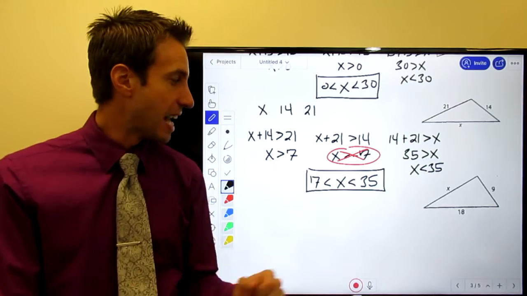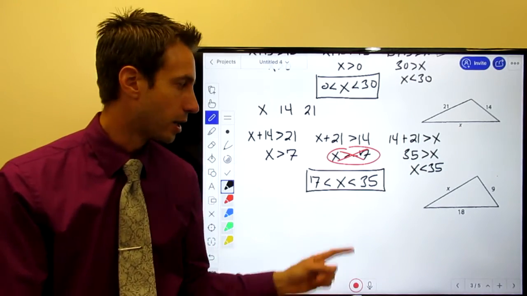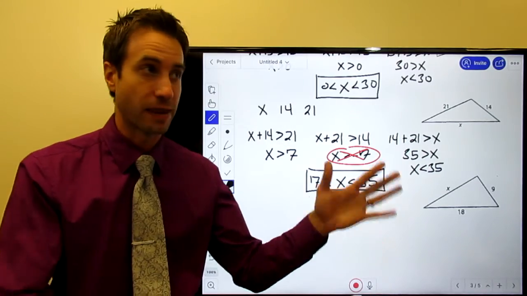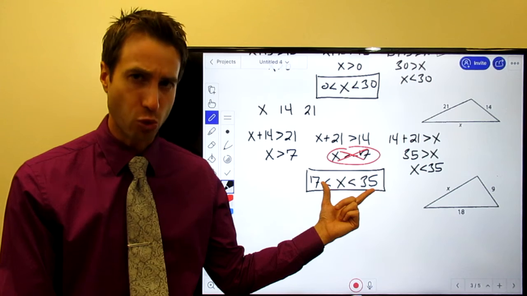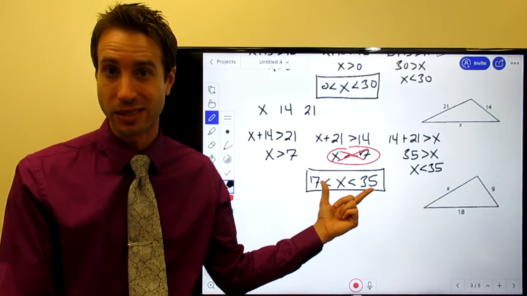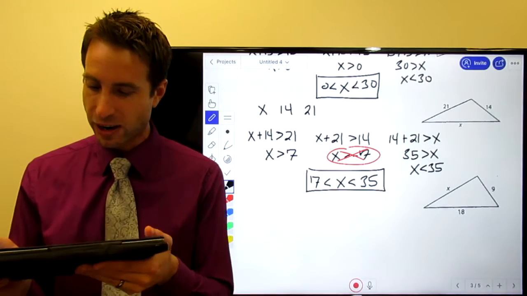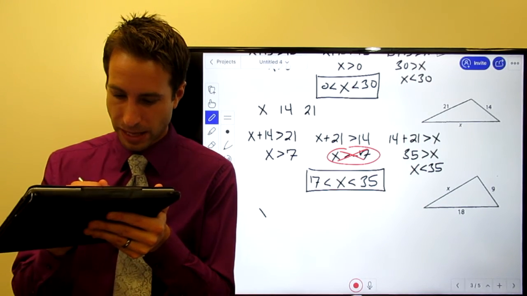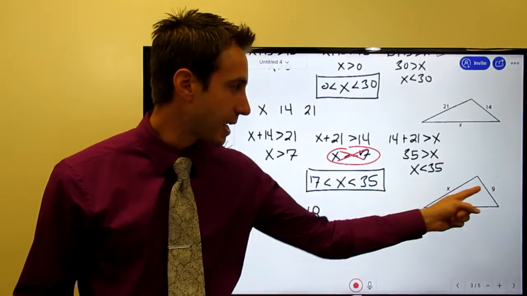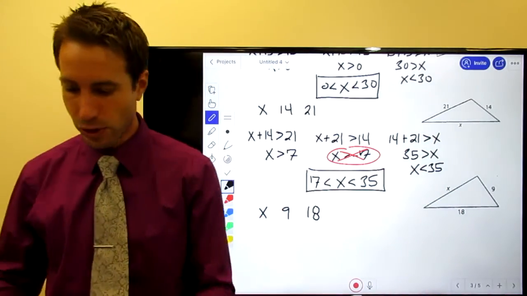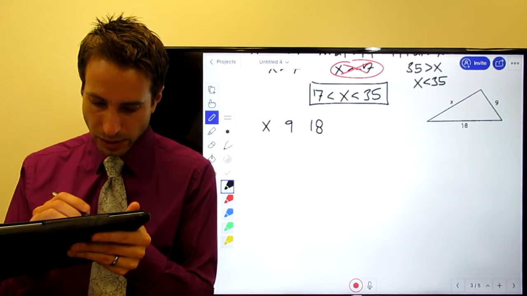You make a triangle. As soon as you pick a number less than 7, like 6, won't work. Pick a number bigger than 35, 37, won't work. It's got to be between these 2 values. Those are the only ones that'll work. Right? Awesome. Let's keep going. I got one more for you here, and we'll do something else. x, 9, 18. Those are my 3 sides. Set up your inequalities, solve the inequalities, and away we go.